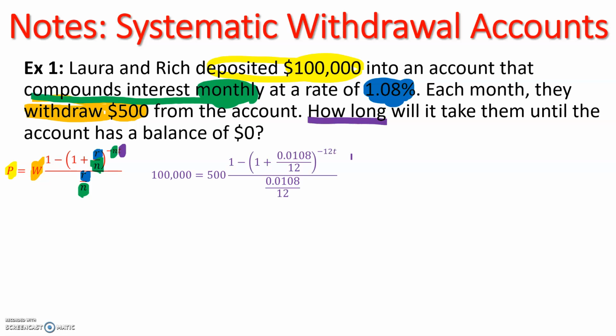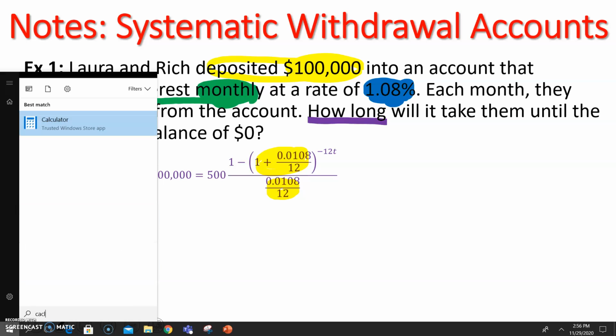Okay, so we have 100,000 is equal to 500 times 1 minus the quantity 1 plus 0.0108 over 12 to the power of negative 12t over 0.0108 over 12. Now the first thing I'm going to do is similar to what we did last time, I'm going to start with just the simplification of the part in the parentheses and the part in the denominator. Okay, so let's grab our calculator.